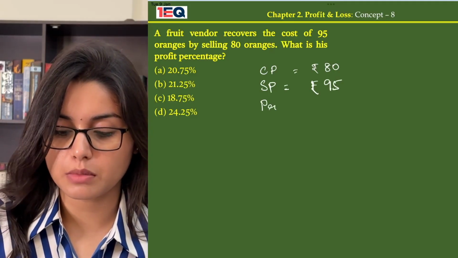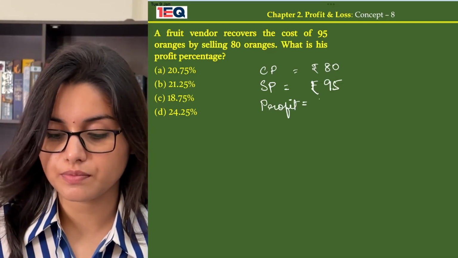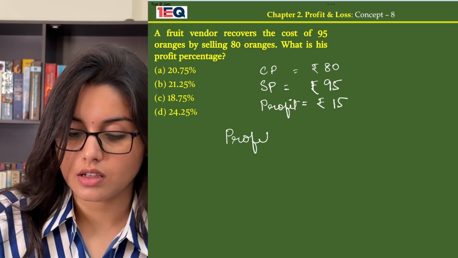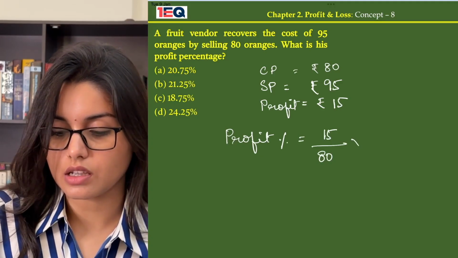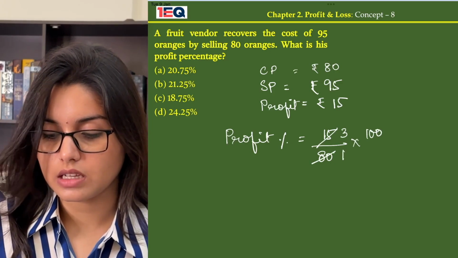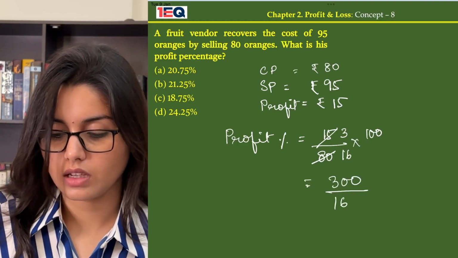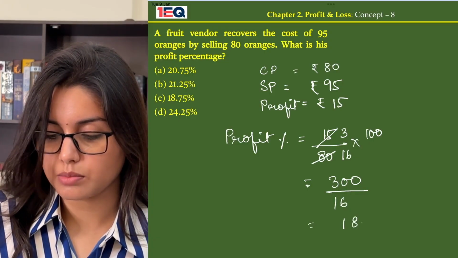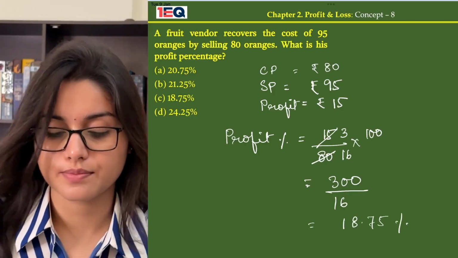Now, what is my profit amount? Profit then comes to rupees 15, that is 95 minus 80. So my profit is rupees 15. And then my profit percentage is rupees 15 by my cost price 80 into 100. On dividing by 5, we get 300 by 16, which gives us 18.75%. So our answer is option C.